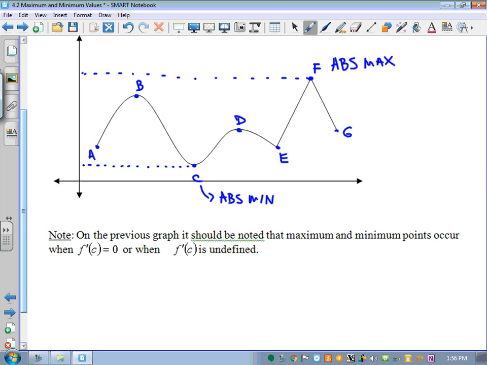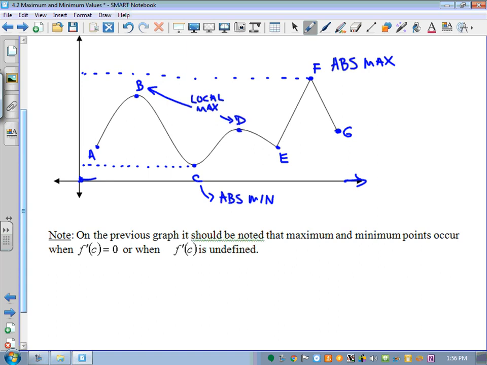Now, within the graph itself, we can identify where our local mins and local maxes are. Local maximums are larger than any point nearby. So B and D are both local maxes. And then the problem with A and G is that the function doesn't exist on the other side of A and G. It doesn't exist to the right of G or to the left of A. So the points at A and G respectively can't be larger than points nearby, because there are some missing points. So G is not a local max and A is not a local min as well.